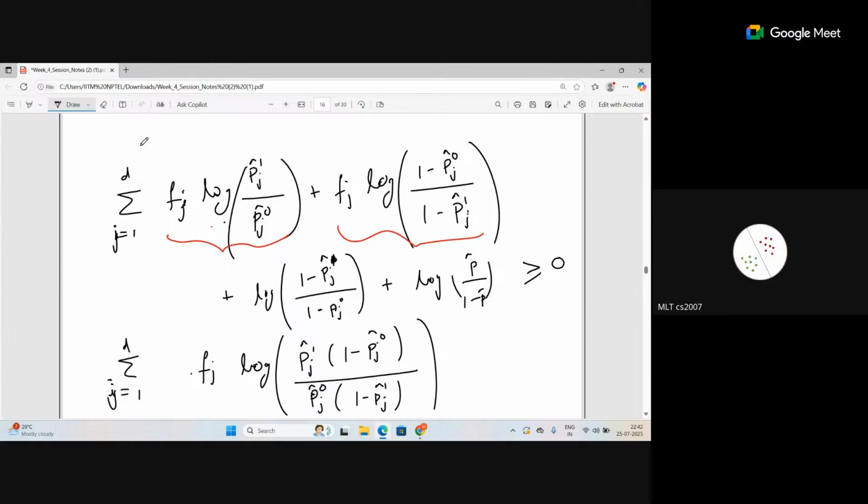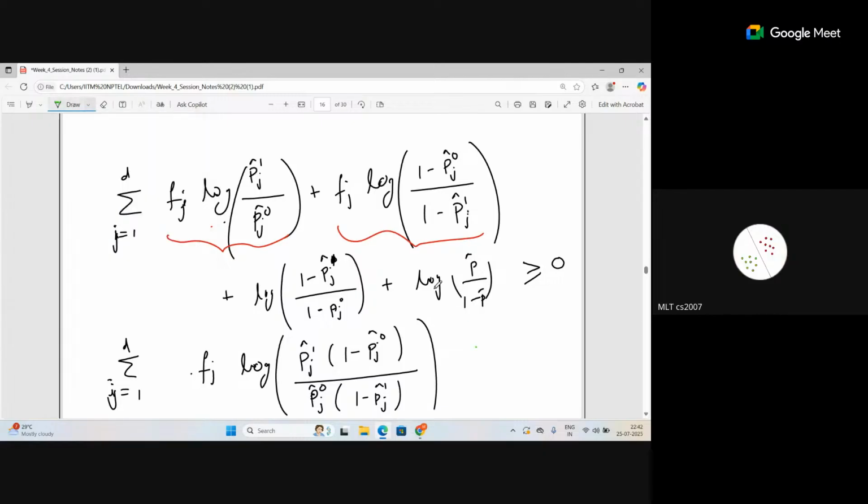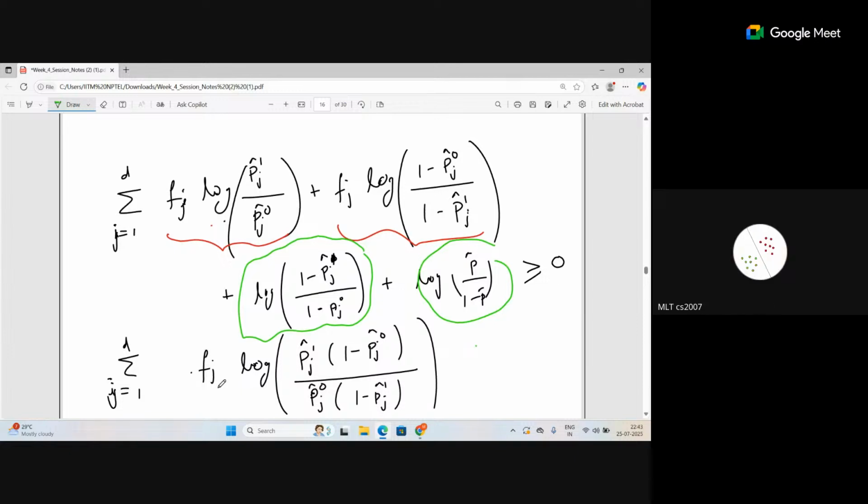So now tell me, is this quantity a constant? This is constant. Is this also constant? Yes. Why is it constant? Because all of these are the parameter estimates, right? And why is this not constant? Because it depends on fj, the feature, the data point. So that is a random variable kind of, right? It is x kind of, right?